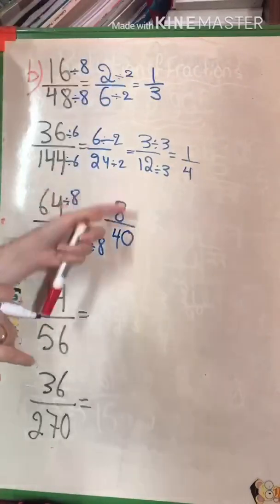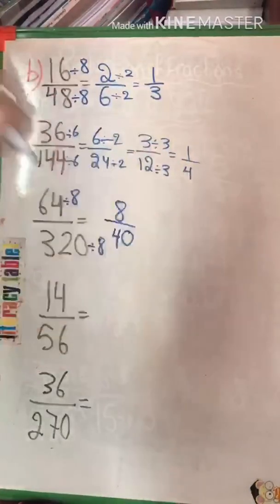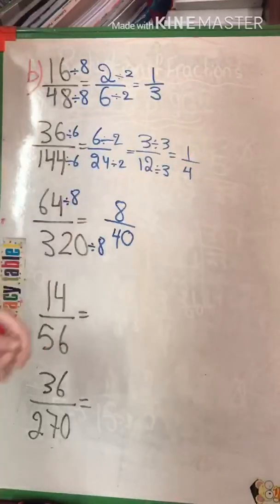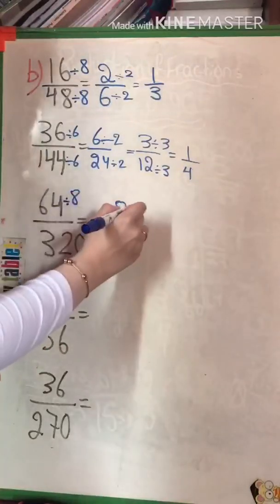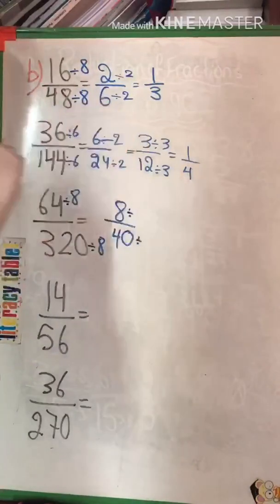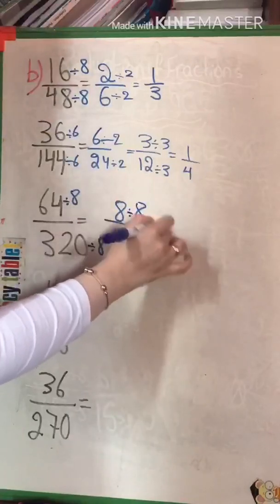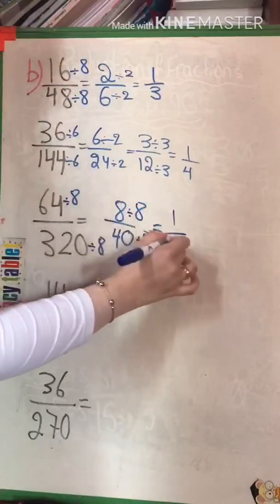Let's check again. 8 and 40, they are even numbers, divisible by 4 and divisible by 2. And they are also divisible by 8. So, let's divide by... Which number do you want? They are all correct. By 4 or by 8? It's easier by 8, which will give me 1 over 5.